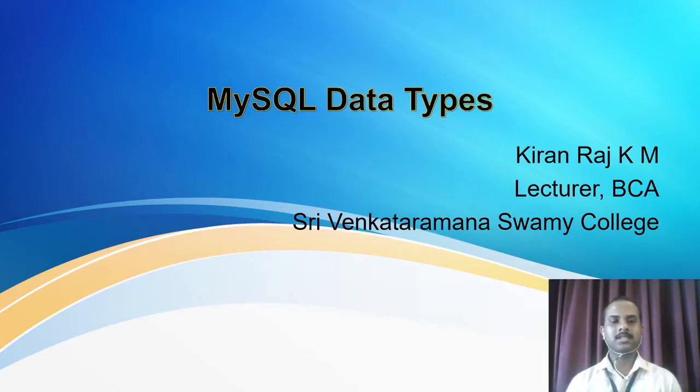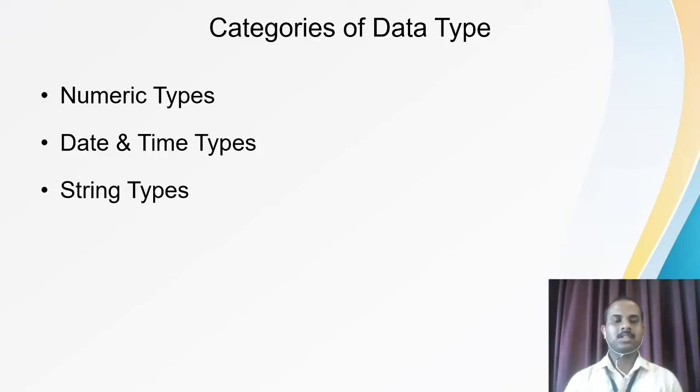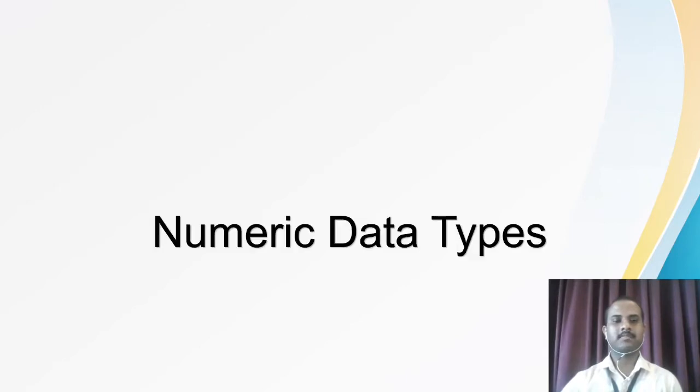Today we will discuss the data types of MySQL. There are mainly three categories of data types present in MySQL: numeric data types, date and time types, and string types. First, let us see the numeric types.